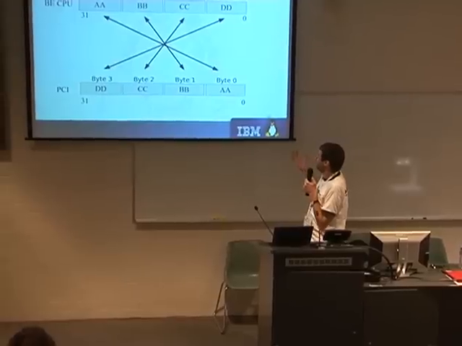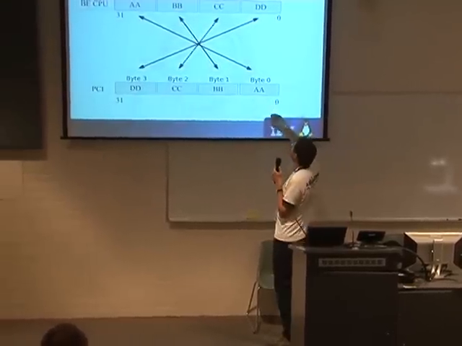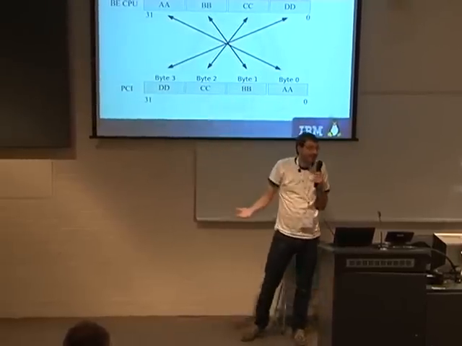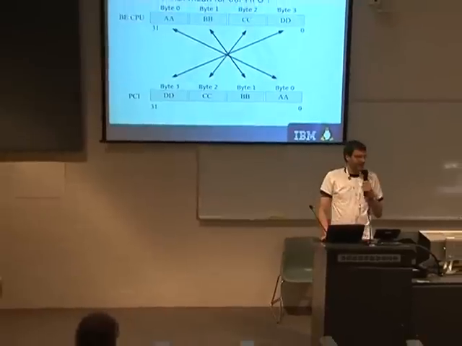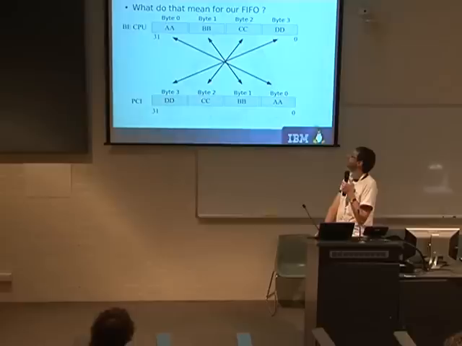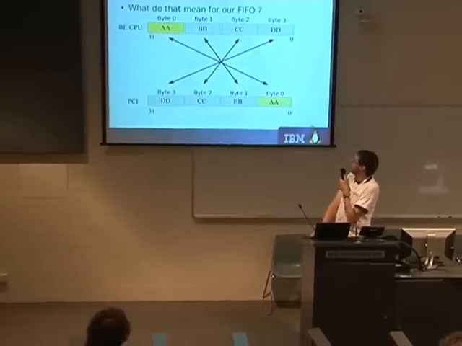For the FIFO, on the other hand, what we care about is where byte 0 goes. And byte 0 here goes up there, which is byte 0 as well. So the crossing of the lanes means that for the FIFO, the bytes are already in the right place. Yes, so byte 0 went up there.